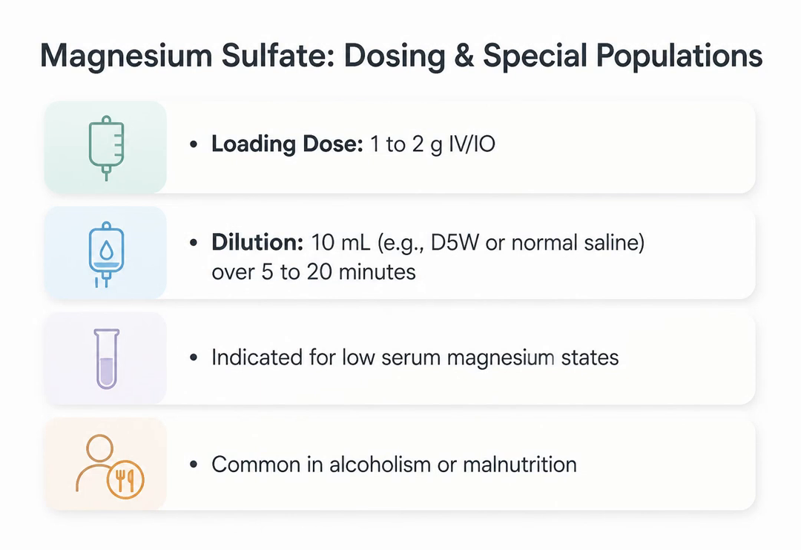When torsades de pointes is present, give a loading dose of 1 to 2 grams of magnesium sulfate IV or IO, diluted in 10 milliliters of fluid and administered over 5 to 20 minutes. It is also highly indicated for patients with known or suspected low serum magnesium. Always check the patient's history for conditions like alcoholism or severe malnutrition, which strongly suggest a reversible electrolyte abnormality.